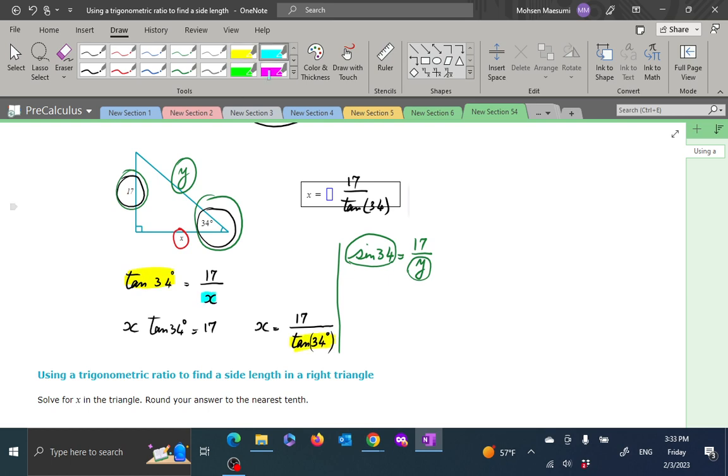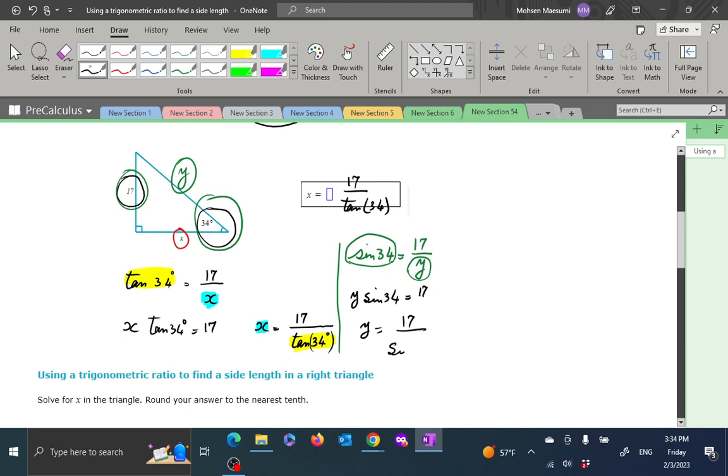I had x down here and now x up there. So if you have two fractions, you can exchange the numerator of one with the denominator of the other one, and that would be your quick way of solving it. Or if you want to go the ordinary way, y times sine of 34 is equal to 17, and therefore y is equal to 17 over sine of 34. Is that right? So you can exchange these two, the numerator of one with the denominator of the other one.